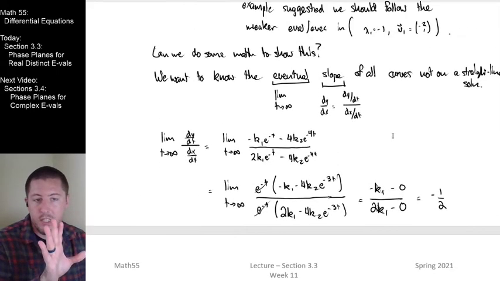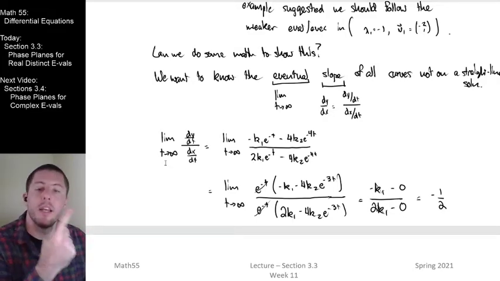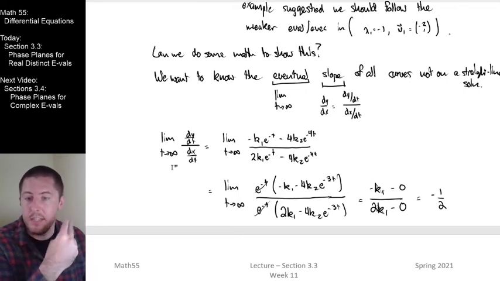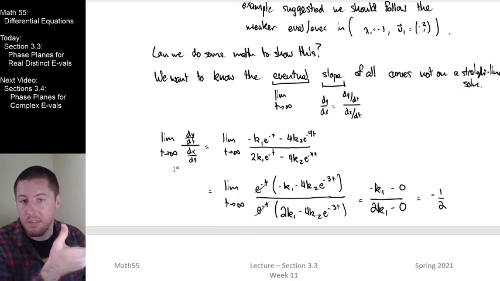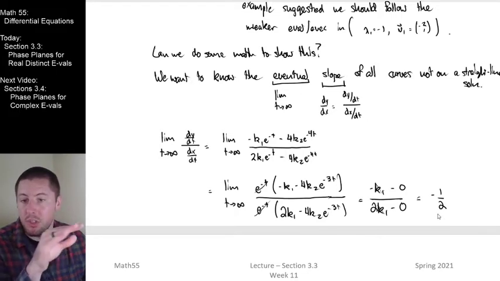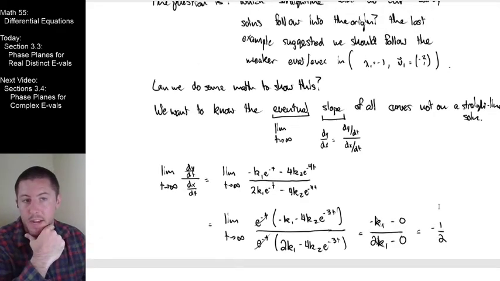So again, here's what we just did. We just found the eventual limit as t goes to infinity of the slope, dy/dx, but really dy/dt over dx/dt, because we wanted to incorporate the fact these are functions of t. I took the limit as t goes to infinity by factoring out these e to the negative t's, and I found that eventually the slope of all solution curves that don't start on the straight line solutions are all going to have a slope of negative 1/2.